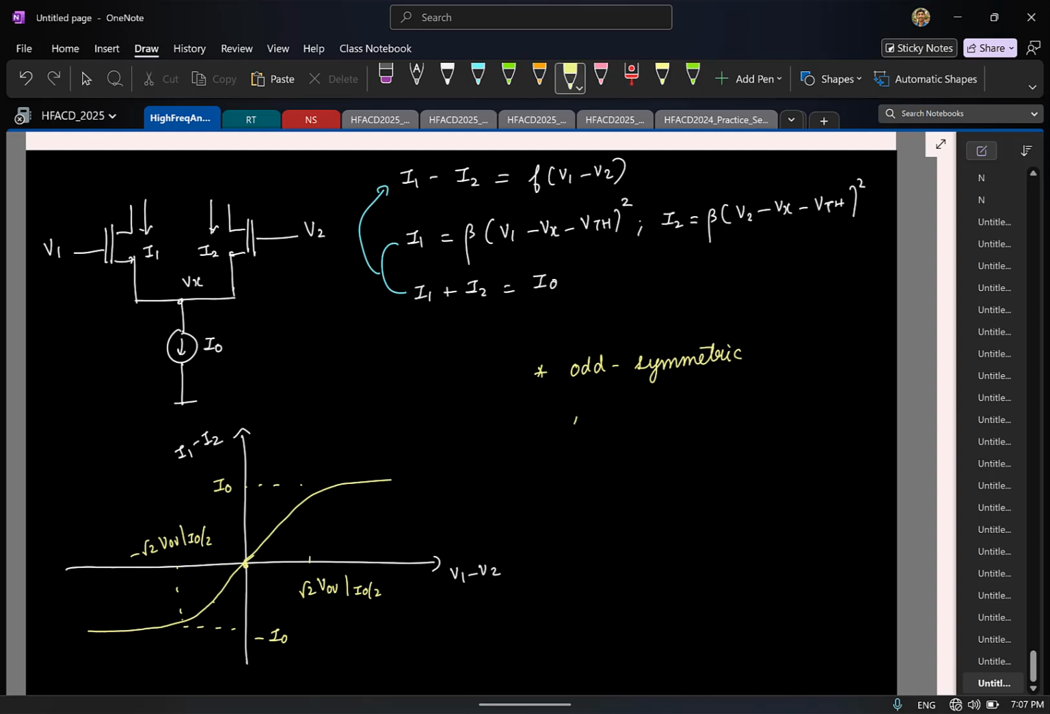So which means I can write my differential current delta I as some GM1 times delta V plus GM3 times delta V cube plus other odd harmonics. Is that fine? Now the second observation you can make is this. This is what we call a compressive nonlinearity.